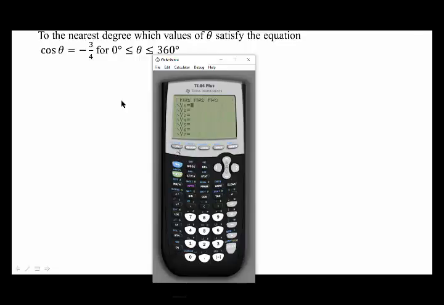So y equals cos theta, and I just need to change my window. I'm going to go minus 30 to 390, minus 1.1 and positive 1.1, and I'm going to graph it. There's my cosine graph.